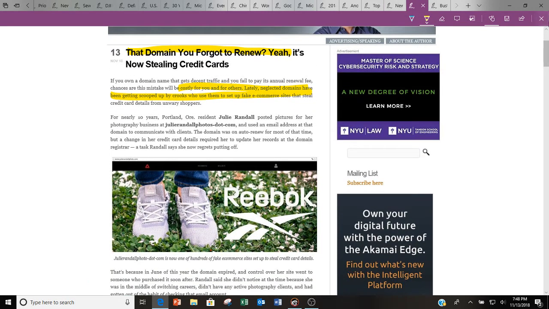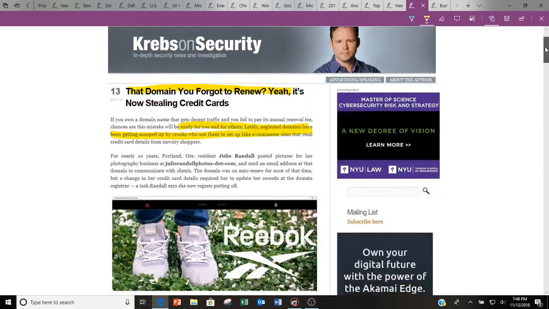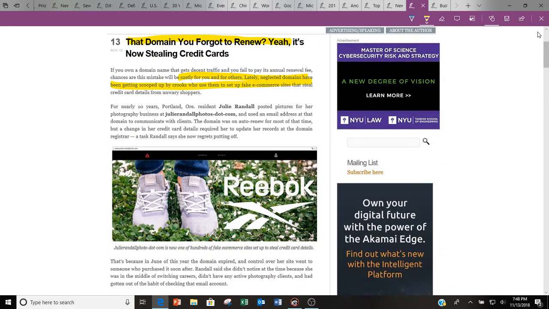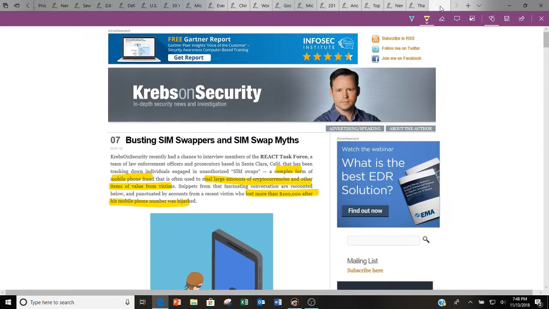Here's an interesting news article from Krebs on Security. A recent concern is companies that have failed to renew their domain are bought by threat actors, and they put up fake domains and steal credit card and other personal information, and both the users and the previous company could be somewhat liable for that.